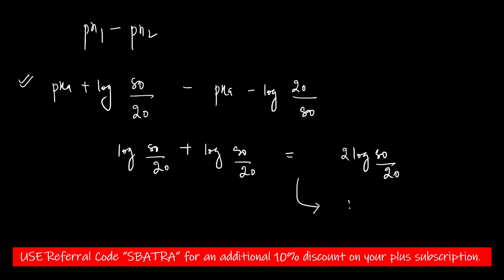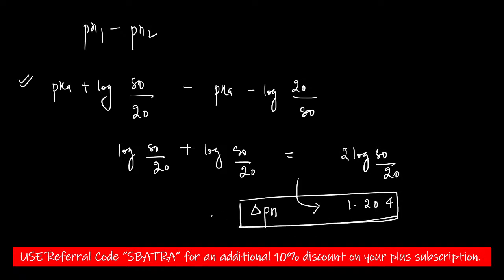Okay, so you're getting 1.204. Fine. All of you are getting this difference only. pH difference is 1.204. Just calculate this value, 1.2. Okay, so pH change is 1.2. So this is how we can solve this question.